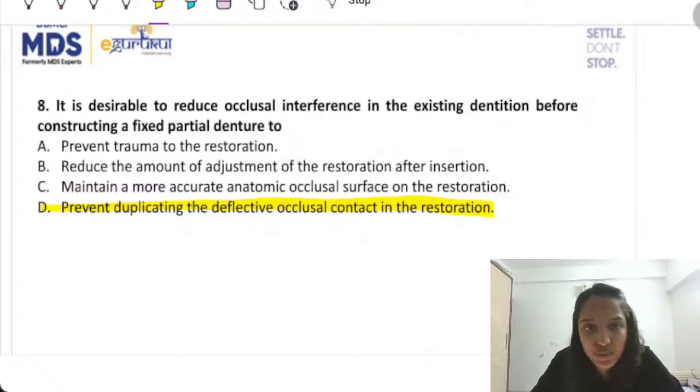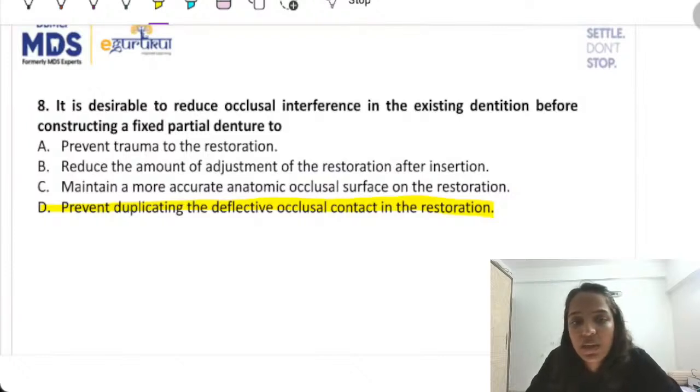Okay. Now coming to Sudhashri, your doubt. You're saying that options B and D are more or less the same in question 8. No. Why is it not the same? There is one thing, say for example, I construct a denture or I construct a prosthesis. My ultimate goal is to have as little adjustment in the final prosthesis as possible and make it the most accurate prosthesis. Option B is what?